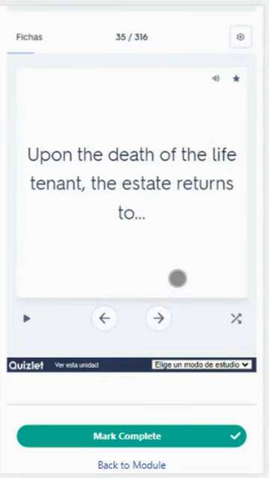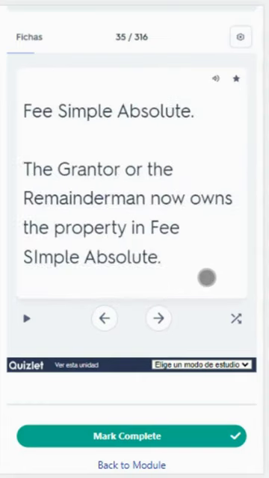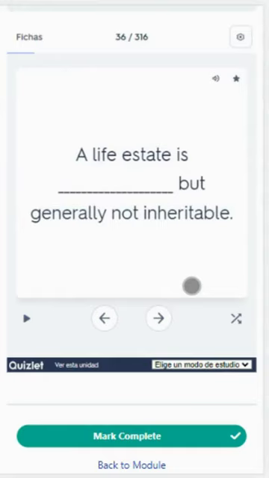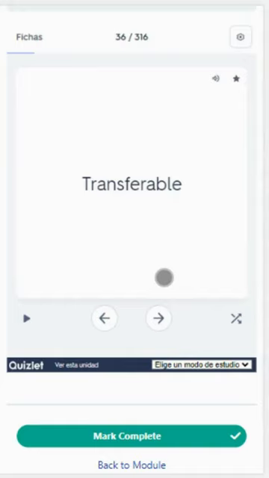Number four, upon the death of the life tenant, the estate returns to the grantor or the remainder man now owns the property in fee simple absolute. And number five, a life estate is blank, but generally not inheritable, is transferable. A life estate is transferable.